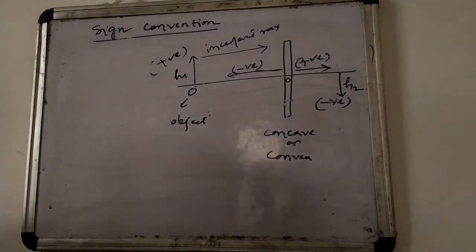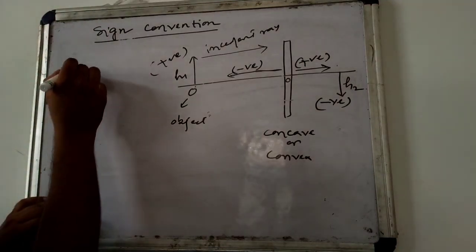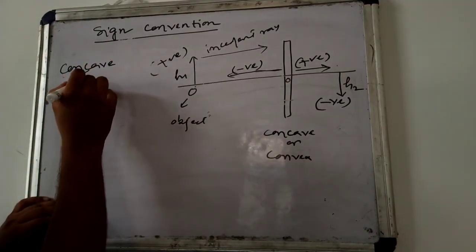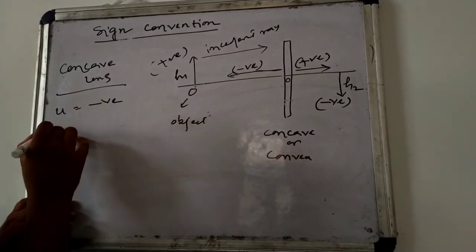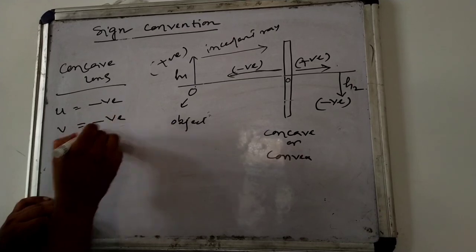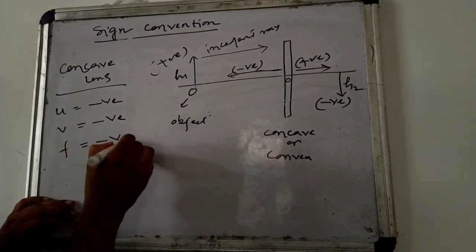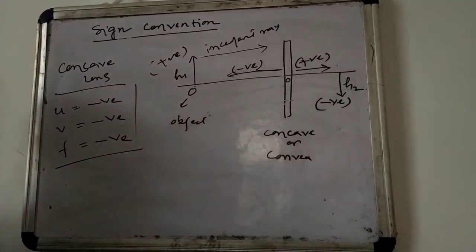Next, for concave lens, object distance will be negative, image distance will be negative, focal length will also be negative. So all quantities will be negative for concave lens.